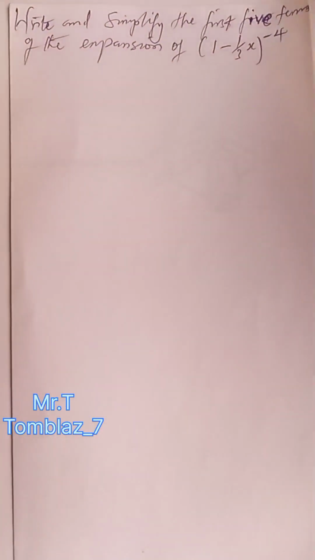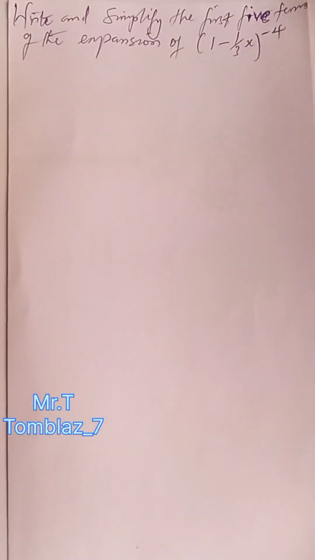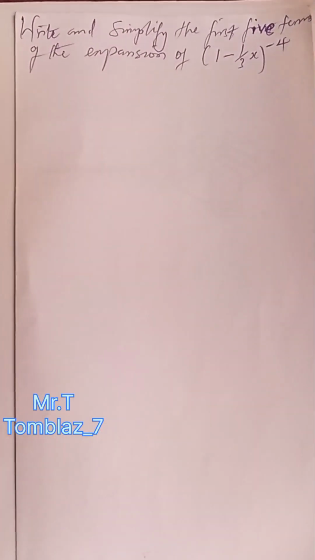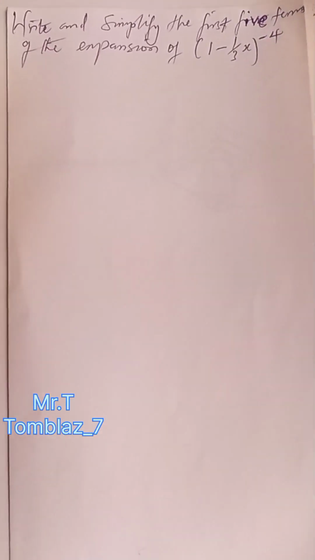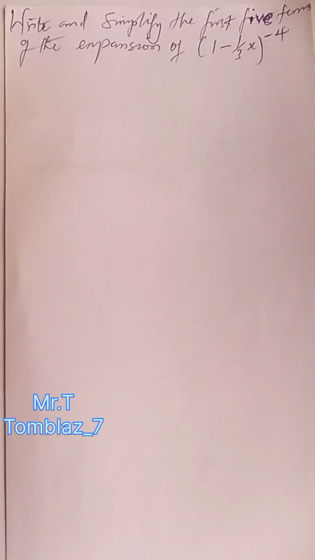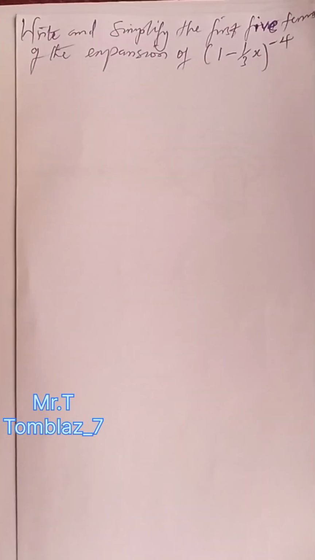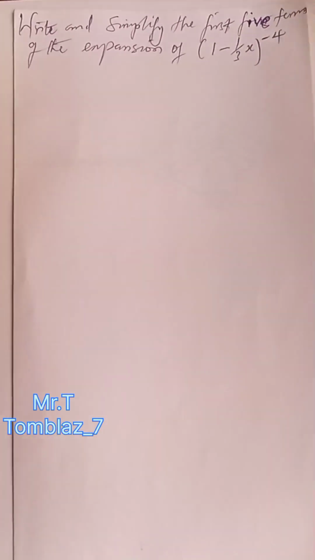Welcome back to this question. The question said we should write and simplify the first 5 terms of the expansion of (1 minus 1 over 3x) raised to the power of minus 4. So this has to do with negative power. Alright, solution.